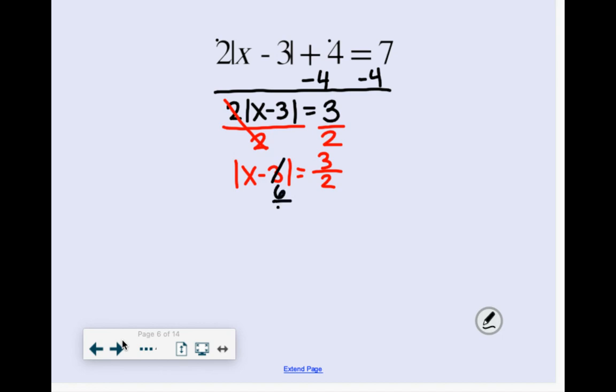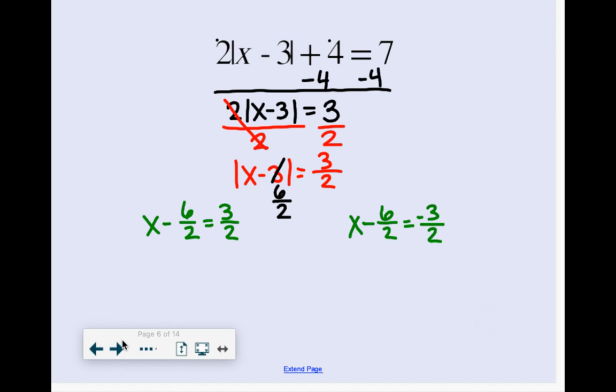6 over 2. 3 is 6 halves. 6 divided by 2 is 3. I'm changing it that way so when I get to it here in a second, I already have halves so that I can add them together. Okay? That absolute value is by itself now, so I have simply x minus 6 halves equals 3 halves, and x minus 6 halves equals negative 3 halves.